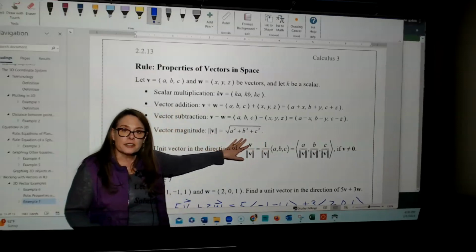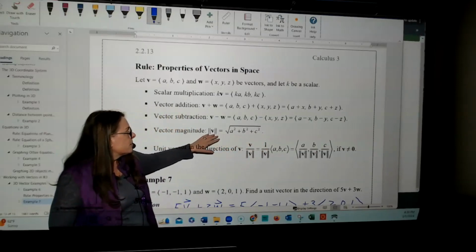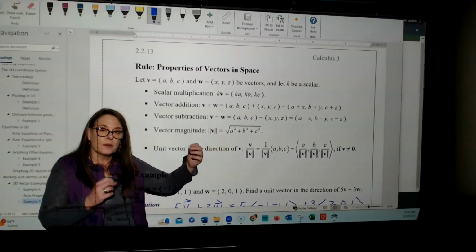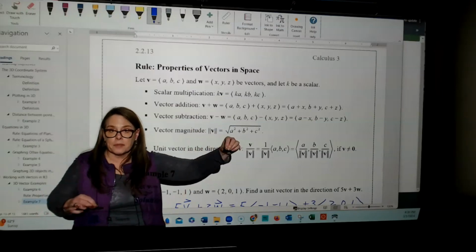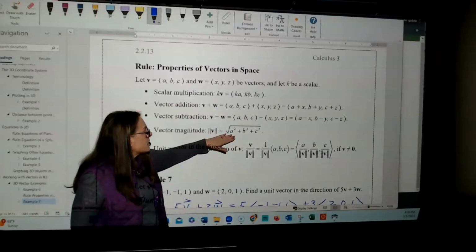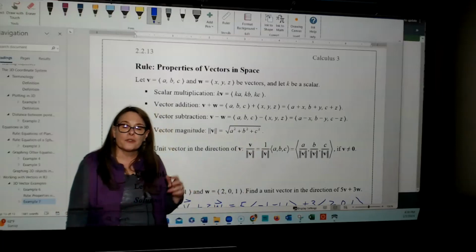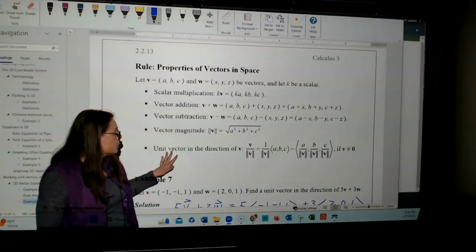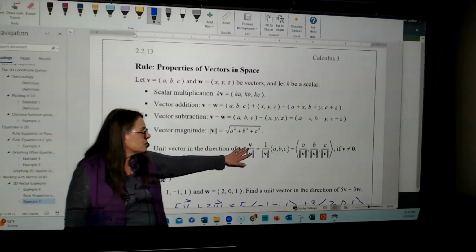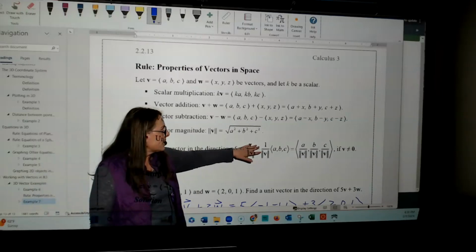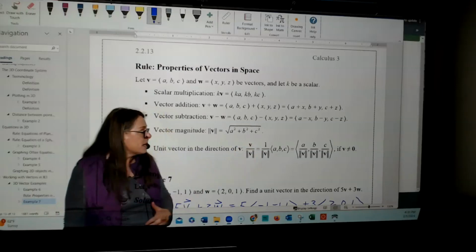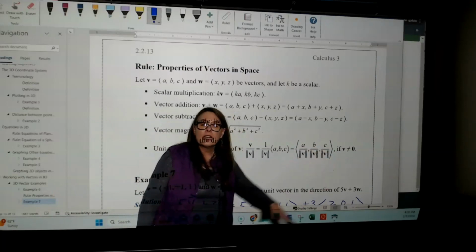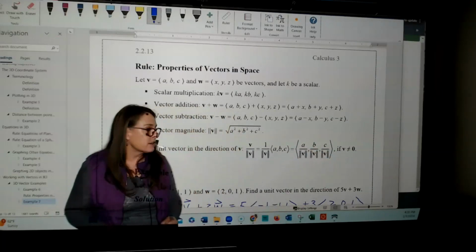So for a vector that's in standard position, the magnitude, the length of the vector, not the direction it's pointing, but the length of it, literally like a tape measure, how long is it, can be given by the square root of the sum of the squares of the individual components. Now, if you want to find a unit vector in the direction of a vector, you simply take the vector and divide by its magnitude. So in this case, you take each individual component and divide by the length of the vector.